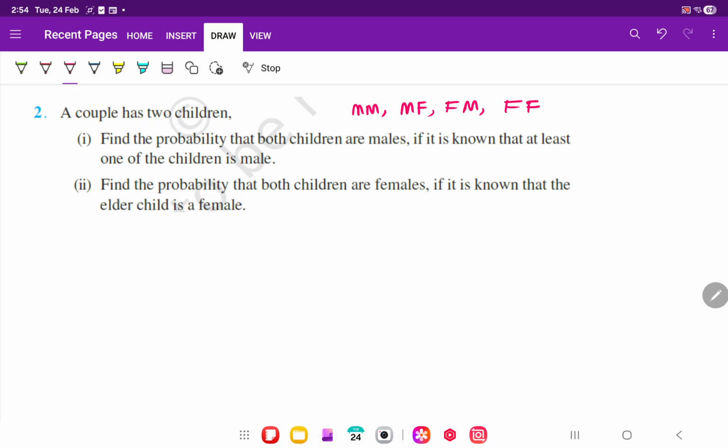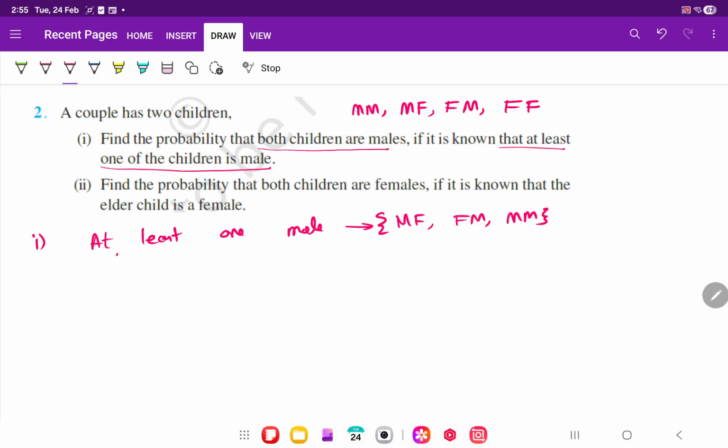Correct. Now they are saying find the probability that both are male, given that at least one child is male. So first let me do at least one male. What are the possibilities? Male female, female male, or male male. These are the possibilities after the condition. If you apply the condition, these are the total possibilities.